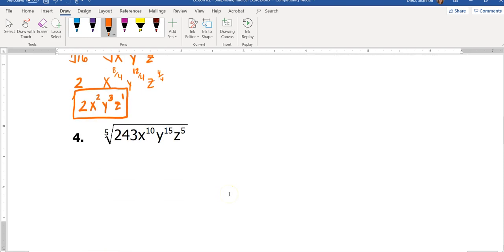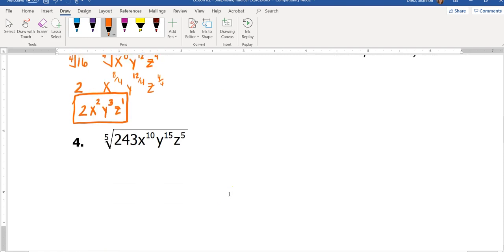Let's take a look now at this last one here. So we're going to be looking at the 5th root. And I'm going to once again break this up and focus on the number out front.